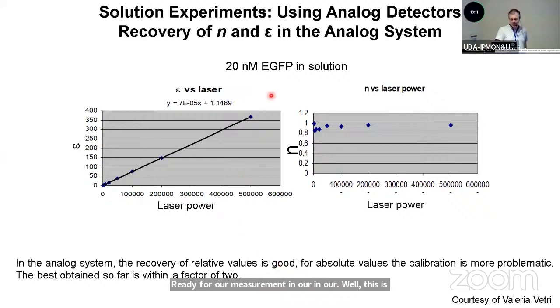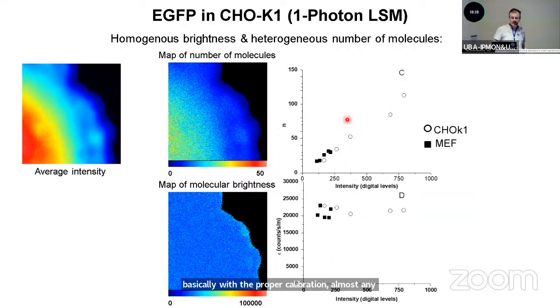Well, this is another calibration using EGFP, and see how linear the brightness is with the laser power. You see that it's very, very straight. And how flat the number is with regard to the laser power, which is all important, because otherwise you will get different results depending on how much power you have in your experiment. And this demonstrated that, with the proper calibration, we can use almost any commercial microscope you have in your lab.